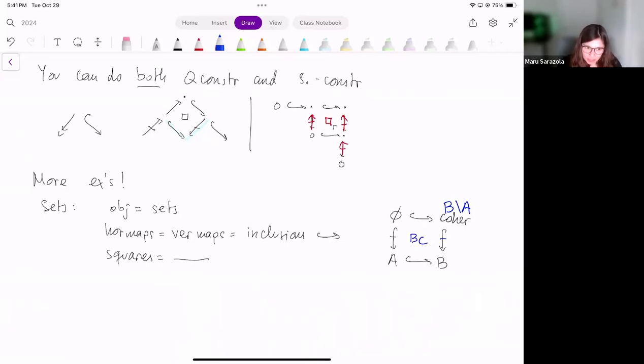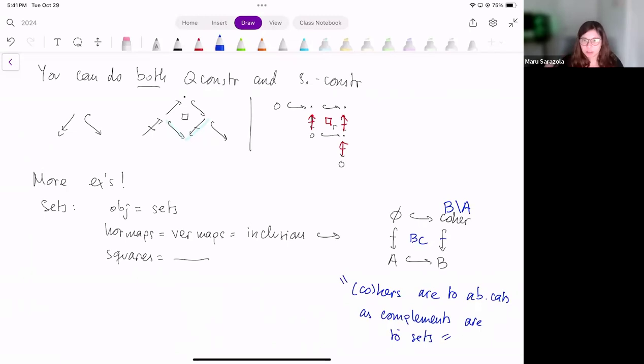So what's happening here is that co-kernels are to abelian categories as complements are to sets. That's kind of the slogan that this is telling you, for the purposes of K-theory, of course.